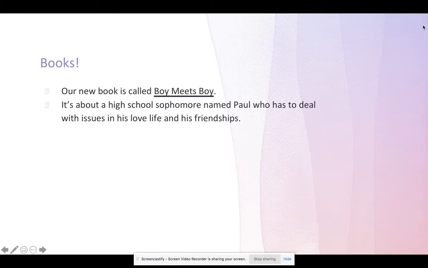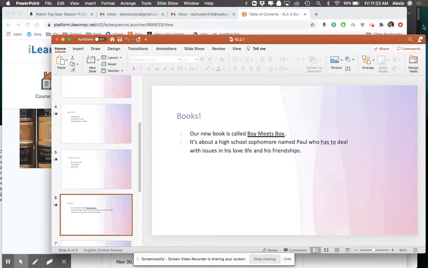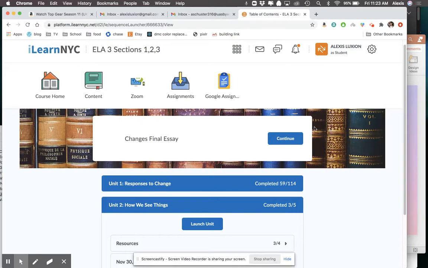All right, so our unit today, we're reading a book called Boy Meets Boy. It's about a high school sophomore, a 10th grader. His name is Paul, and he has to deal with issues in his love life and his friendships. So let's take a look at where you can find this in iLearn.